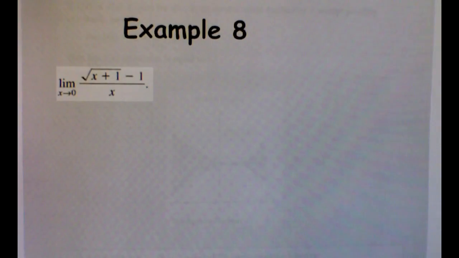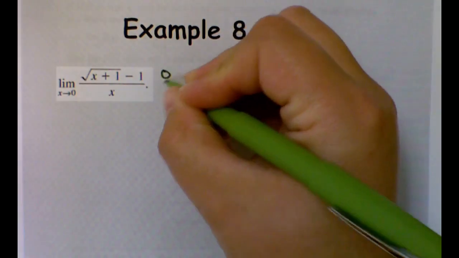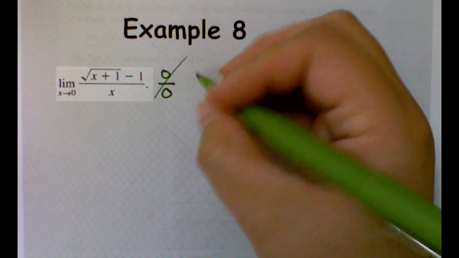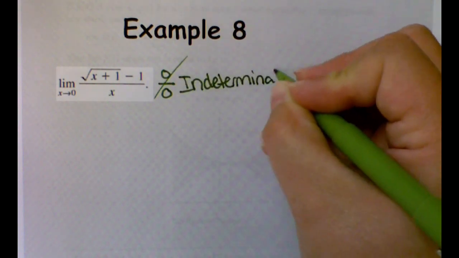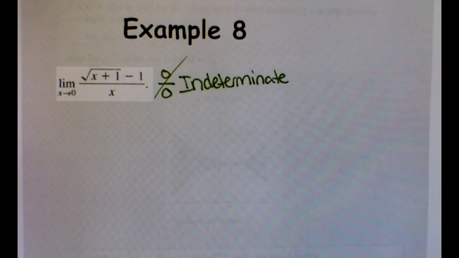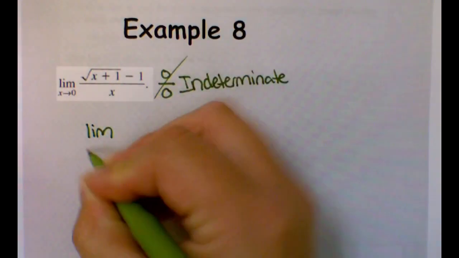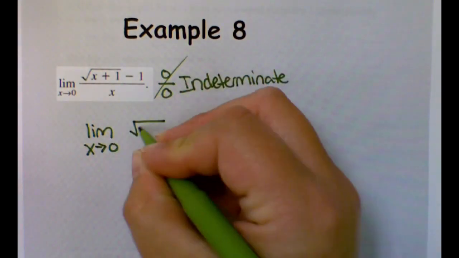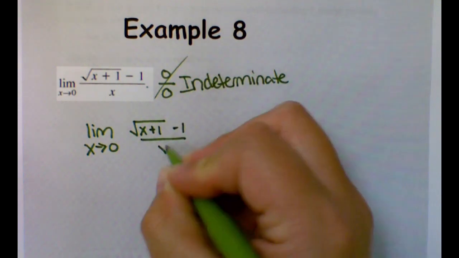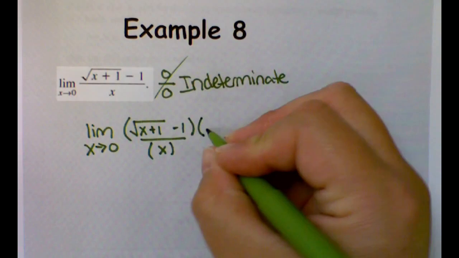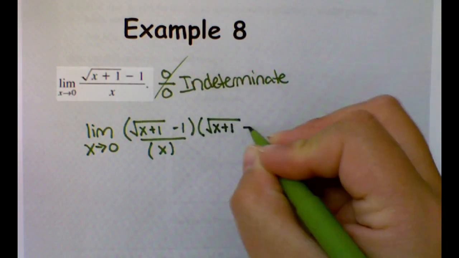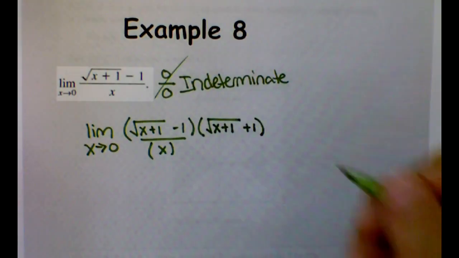All right, this is a case where the rationalizing method will be used. So I start off by trying to plug it in. If I plug in 0 in the numerator, I get 0. 0 in the denominator, I get 0. That's indeterminate. All right, this is the rationalizing technique. So I take my original expression, and we are actually going to multiply the numerator and denominator by the same thing. And that same thing is going to be the square root of x plus 1, plus 1.